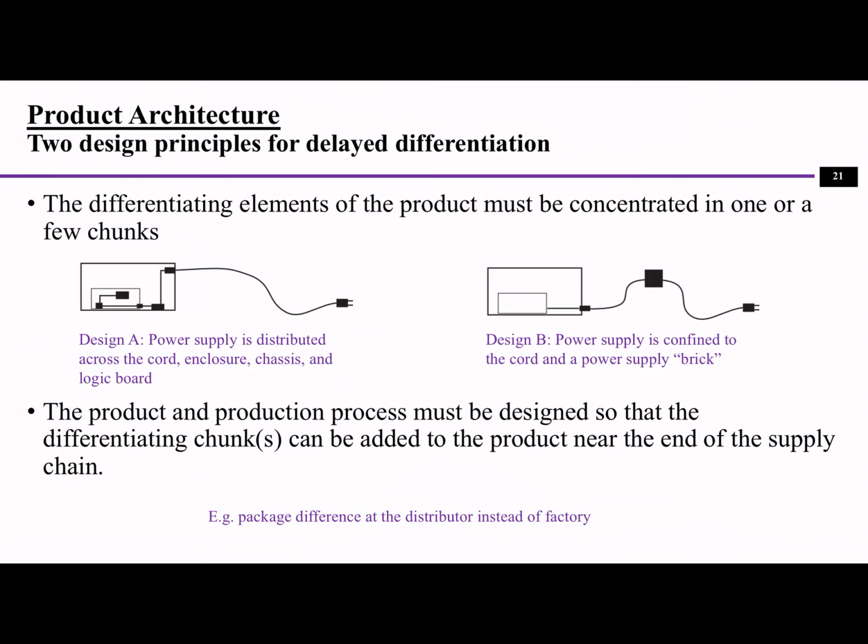It will save time. Another one is the product and the production process must be designed so that the differentiating chunks can be added to the product near the end of the supply chain, right? Like I explained before, package differences at a distributor instead of the factory, right?